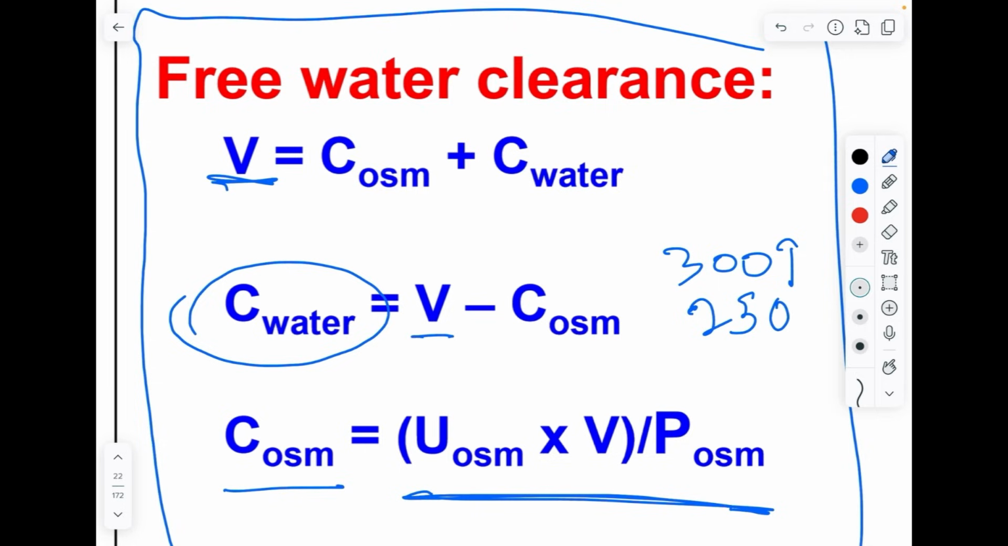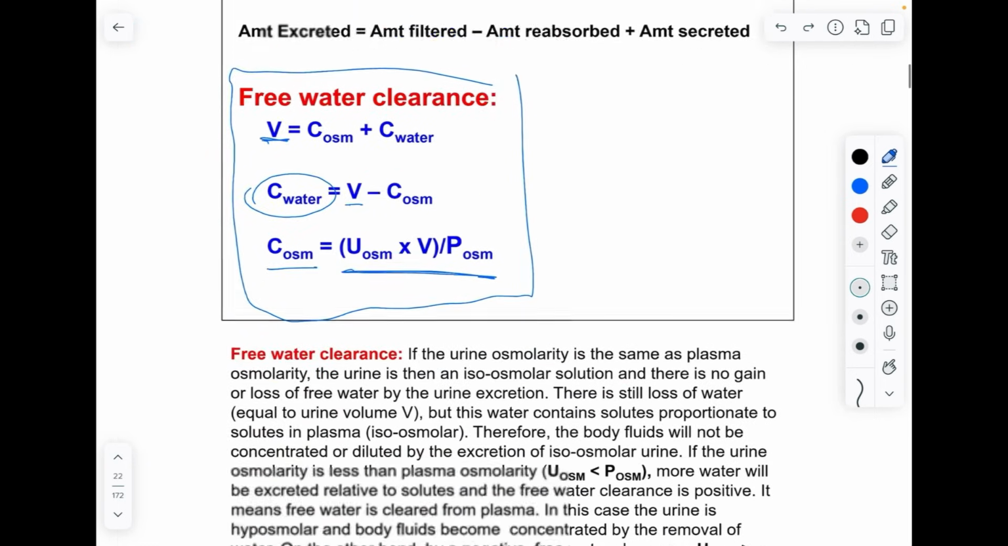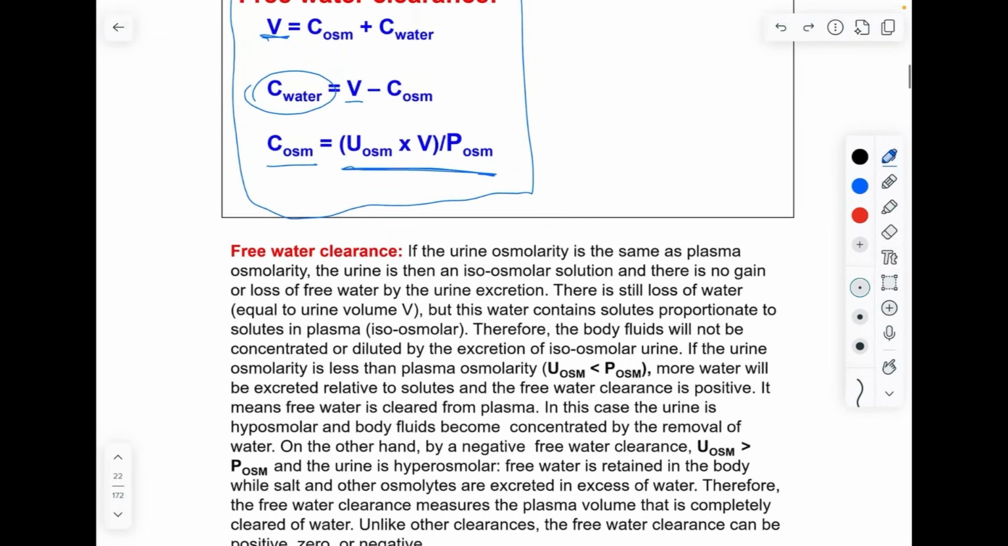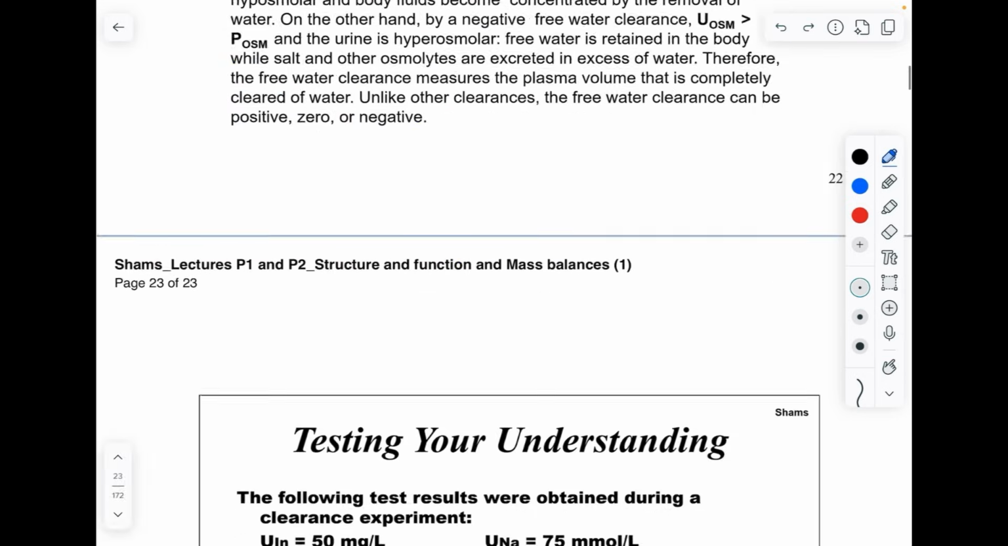Does that make sense? Because a question might come and ask you, someone had a positive water clearance, what can you tell from that? And you should say, okay, positive water clearance, we kicked water out, so the plasma osmolarity is high, hyperosmolar plasma. And always know that the urine is opposite to the plasma. So if the plasma is hyperosmolar, that means that we have hypoosmolar urine, and vice versa.